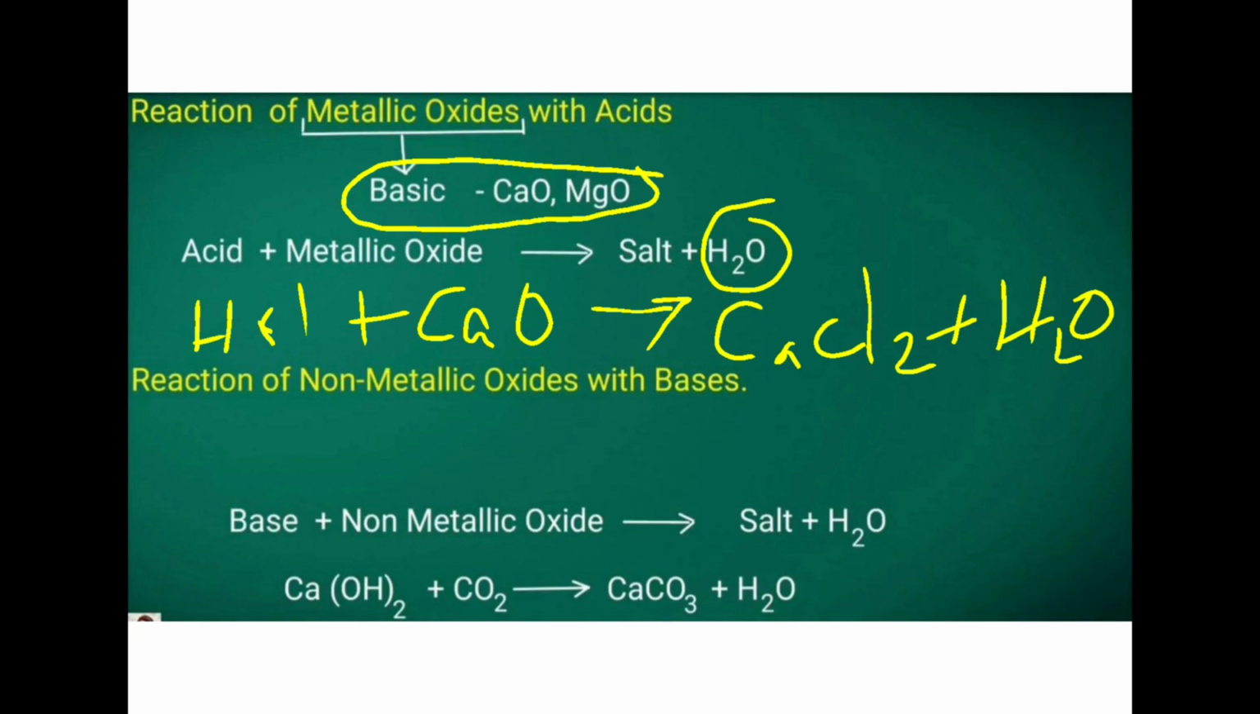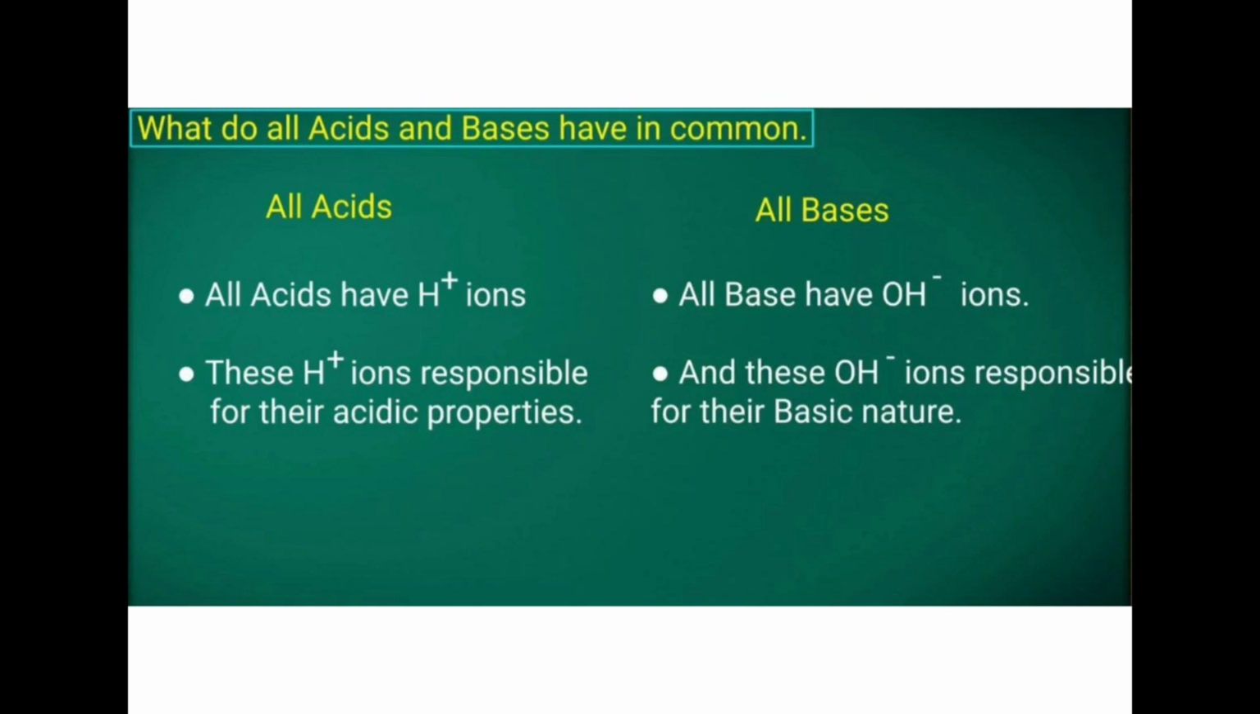Then in the case of non-metallic oxide, what is a non-metallic oxide? I told you metallic oxide is basic. So non-metallic oxide will be acidic. So we can take the example already given here. It is a non-metallic oxide, then the base reacts to give CaCO3 plus H2O. So the salt is calcium carbonate. Okay, next one.